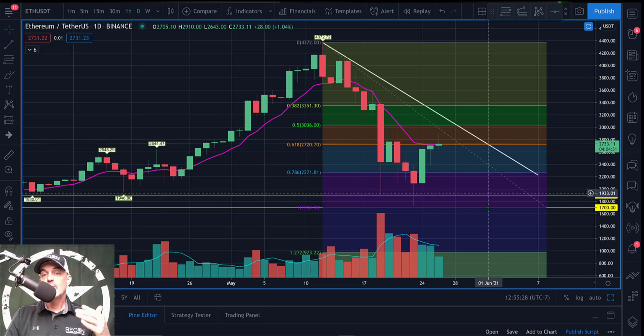Now, if we're to move into a true bear market, the next level after 1,700 is down around the 1.272 level, which is $1,000. And so this is a level I actually have a limit order placed for Ethereum. If it was to get back down to $1,000, I would be a buyer at that level. I prefer to buy when everybody is selling, and I prefer to sell when everyone is buying.